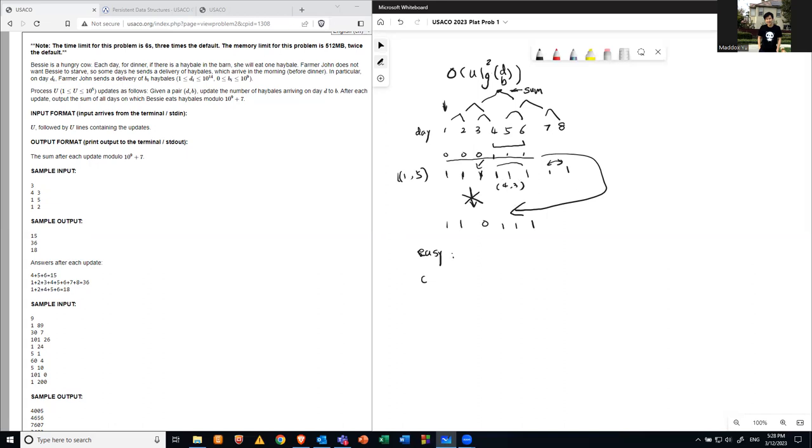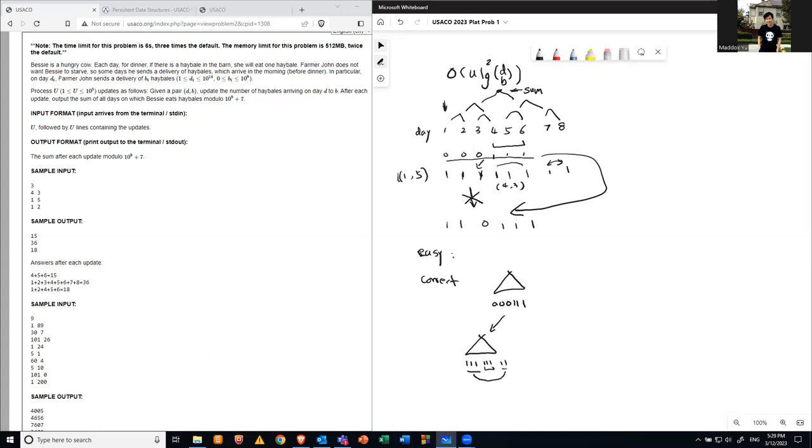So the correct way, right? So the correct way is initially I have this segment tree, right? I have this segment tree, 0, 0, 0, 1, 1, 1. Then I update it to a segment tree, which is 1, 1, 1, right? And then I have the original 1, 1, 1 here, and then I have 1, 1, right?